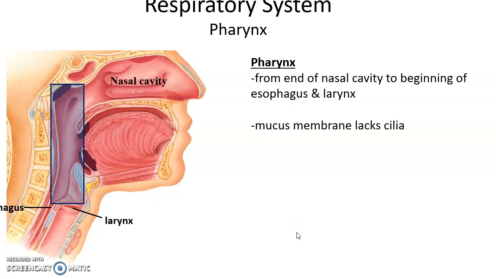The pharynx, back of the throat, starts at the end of the nasal cavity and ends directly above the larynx and esophagus. So this space is the pharynx. The pharynx is also lined with the mucous membrane. However, it does not have any cilia. There's no cilia in the pharynx.